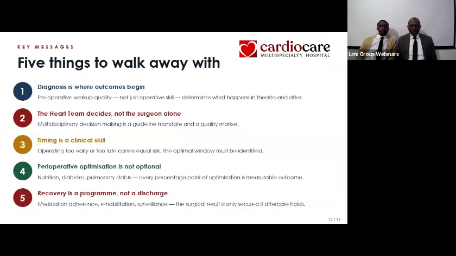So, there are 5 things that we want you to take away from all of this discussion, which is that the outcomes you get after surgery begin at diagnosis. The decision is not a one-man decision. So you can say you're the cardiac surgeon, you're the king of the jungle, you're on top of the food chain.